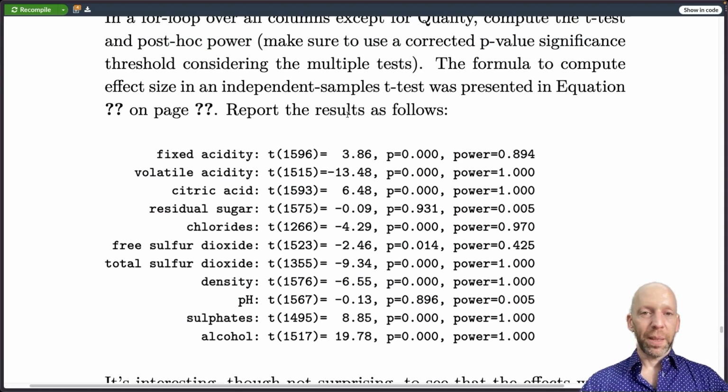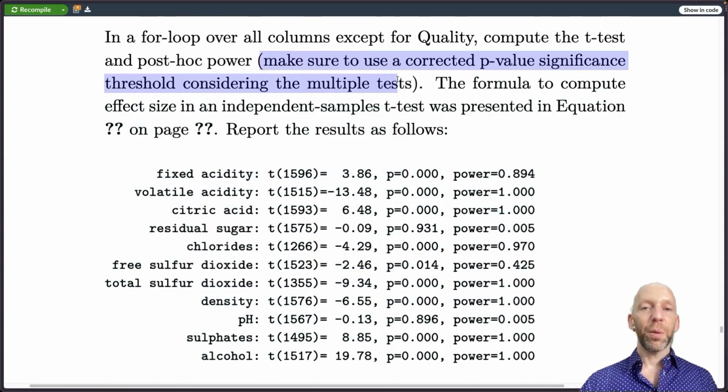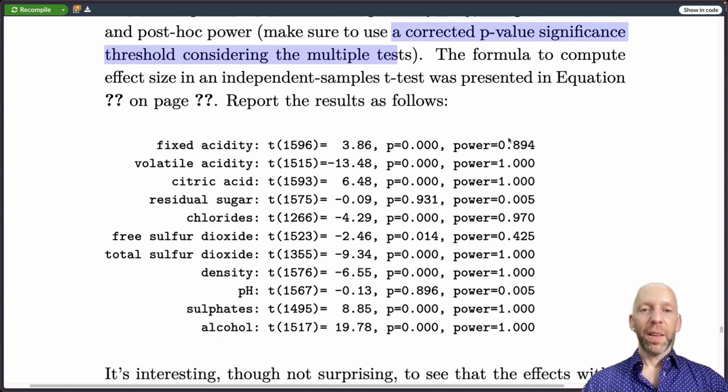Now, one thing to keep in mind is that because we are performing so many tests, and all these tests are independent of each other, make sure that the p-value threshold you use is not 0.05. That is not an appropriate p-value threshold or alpha level for this experiment because we have so many variables that we are testing. So make sure you use a Bonferroni corrected p-value significance threshold. Okay, and then you should be able to reproduce all of these numbers here.